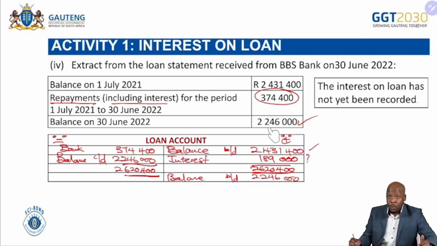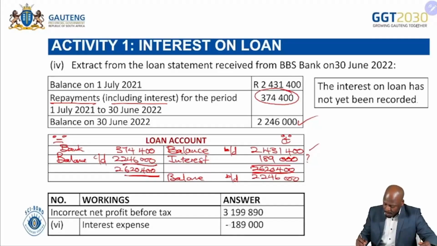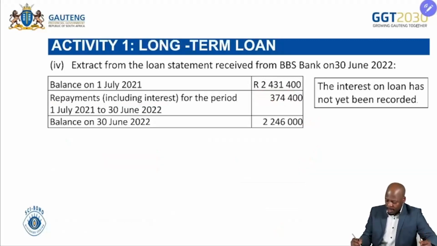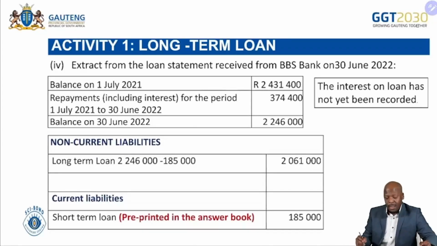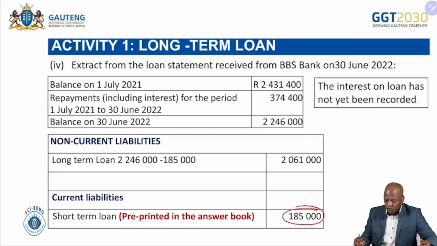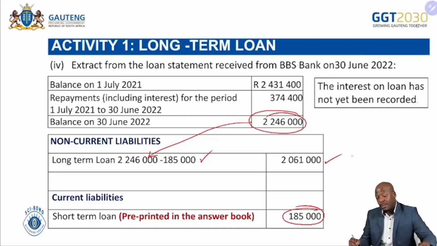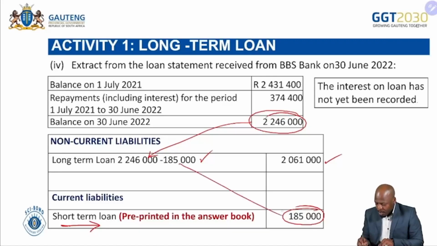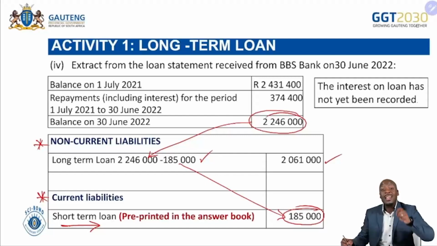Let us quickly see how this would appear in the correct net profit calculation. Here, remember, this is interest expense. So I'm coming here to subtract it, minus 189,000. How would this calculation affect the statement of financial position? In the answer book, we were already given the 185,000. So what you do is take the closing balance in your ledger account, which is your 2,246,000, and bring it here. Since we already have a short-term loan, I must subtract it here. Hence, you end up with 2,061,000. In this question, they wanted to test whether you know that if you have a short-term loan here already, it means you would have subtracted it from there. Here it is under your non-current liabilities, but here you are bringing it to your current liabilities. As long as the loan is going to be paid within the next 12 months, it ceases to be a non-current liability. It becomes a current liability.